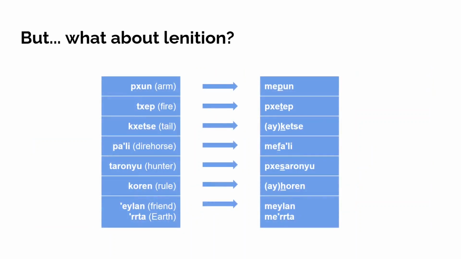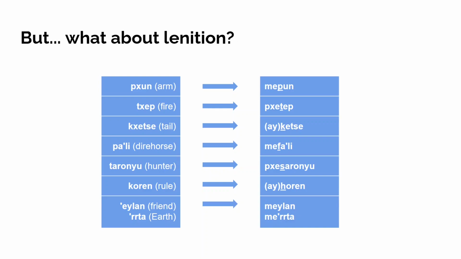But this is what happens if we have words that start with a sound that is from the list. So for example, pun, which means arm, becomes mefun. You see the p changes into an f. So mefun for 2 arms. Tepe, fire, would become pxetepe, 3 fires. Ketze, a tail, would become ay ketze or just ketze.